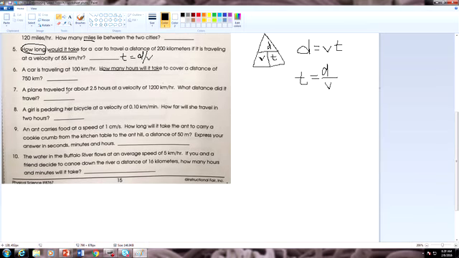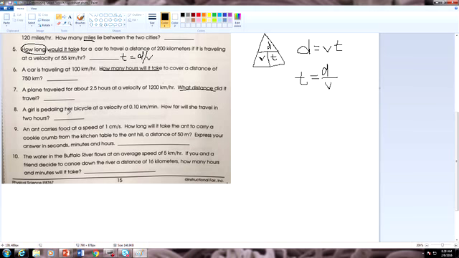Number 7, a plane traveled for about 2.5 hours at a velocity of 1,200 kilometers per hour. What distance did it travel? So we're looking for distance. That means our formula is going to be D equals V times T. So you put your D equals V times T, and then your velocity is this. Remember, velocity always has distance and time in it, and your time will be this. And your final answer, because they're asking for distance, will be in kilometers. Go ahead and hit pause and complete that one.